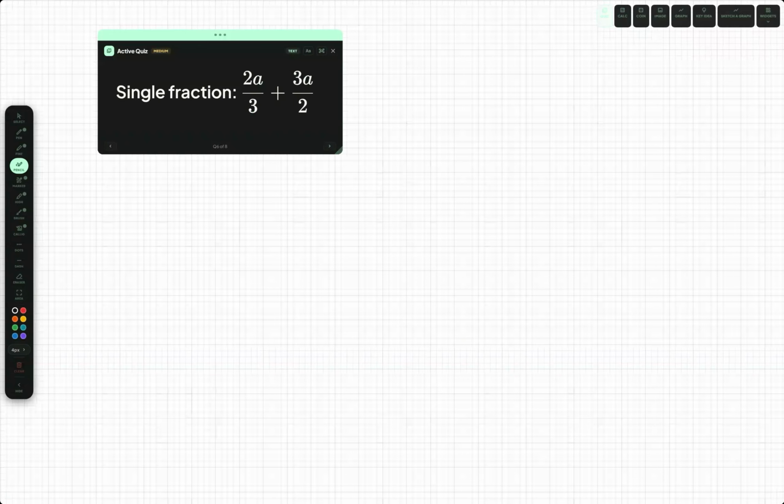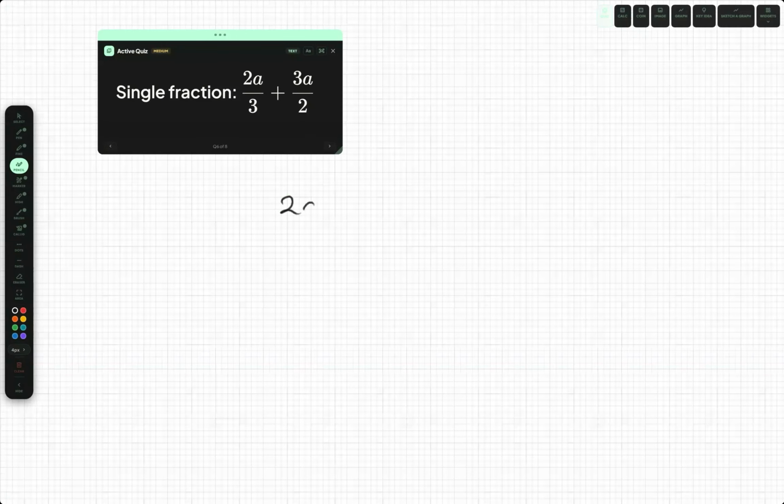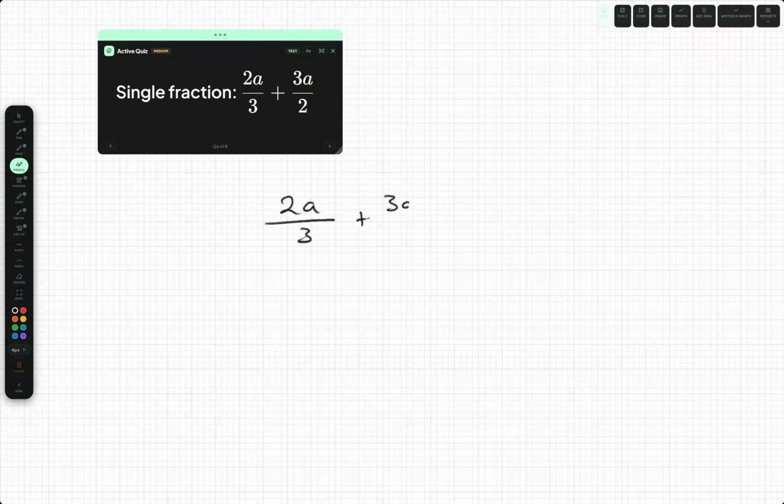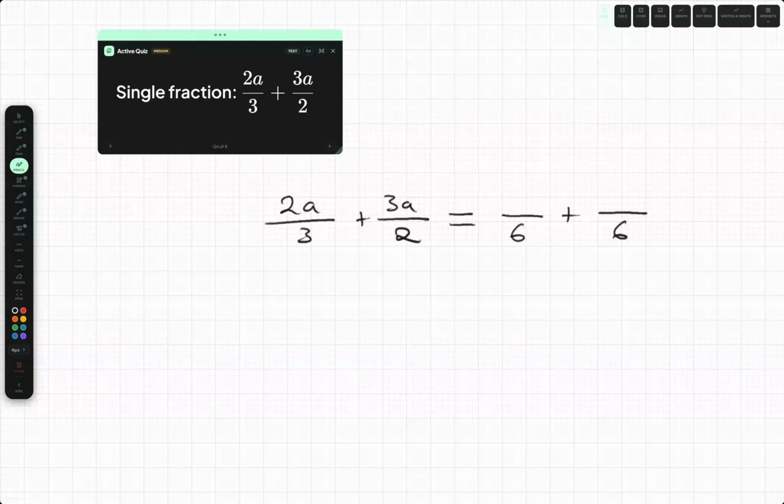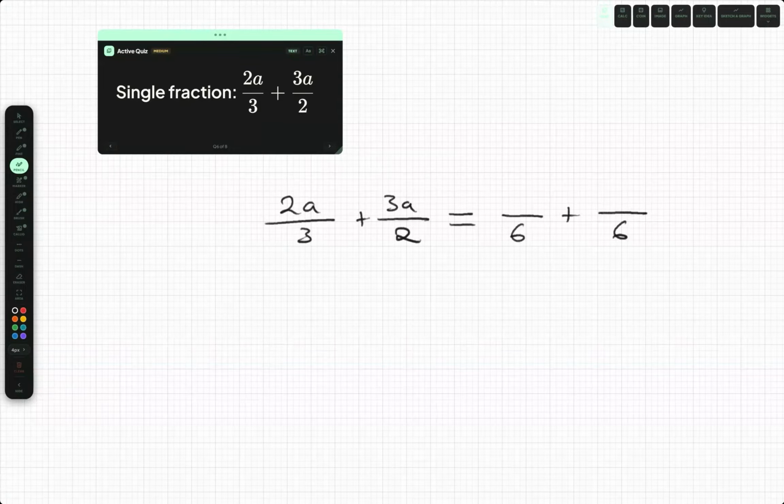All right, next one, we have 2a over 3 plus 3a over 2. With this one, again, we're going to look for a common multiple between them, and the lowest common multiple between 3 and 2 is just going to be 6. Once that's done, we check what we've done to the 3. We've multiplied it by 2, so we have to do the same to the 2a, so it becomes 4a.